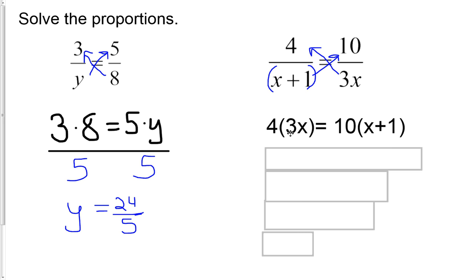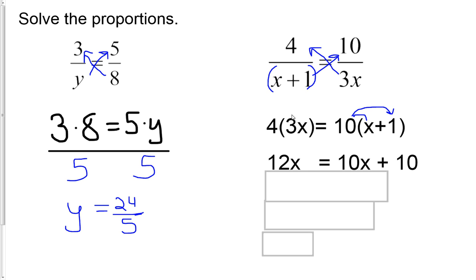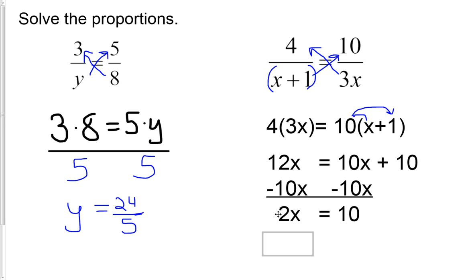So 4 times 3 is going to give us 12x, and then 10 times x gives us 10x. Don't forget this part, 10 times plus 1. Your answer will be very different if you don't finish that. So we got 12x over here, 10x plus, not just 1 anymore, the 10 goes into that as well. And then we're going to subtract the 10x from each side, because then we'll have 2x is 10, right? So subtract 10x, 2x is 10, and then divide by 2, I get x equals 5.